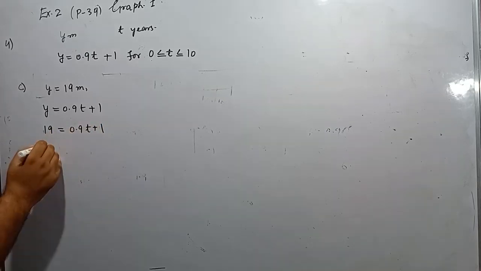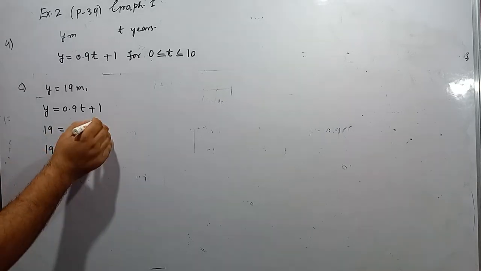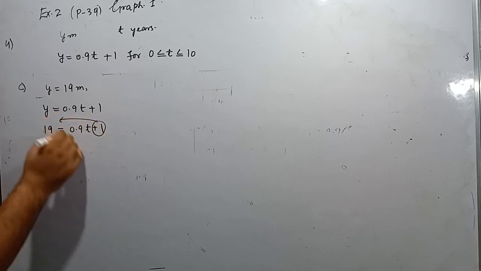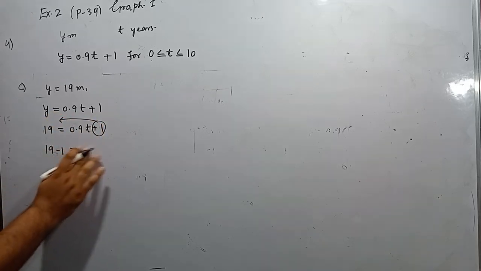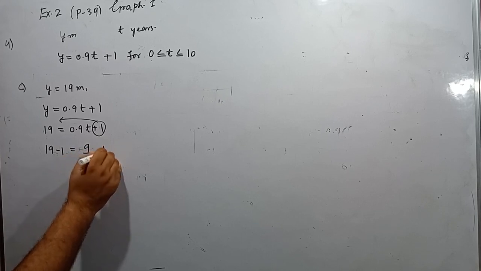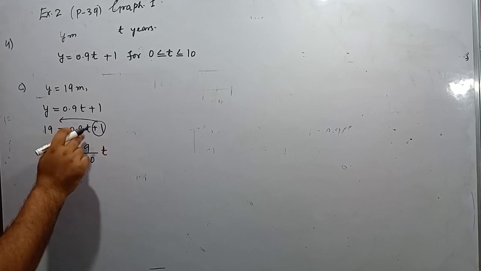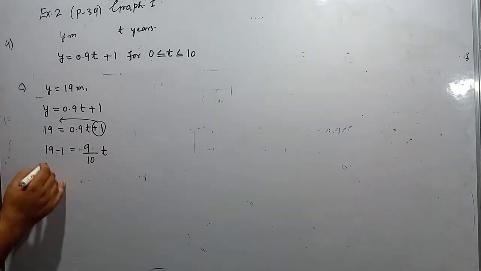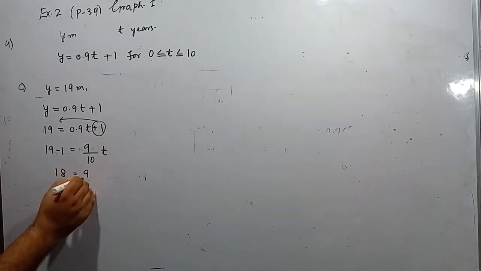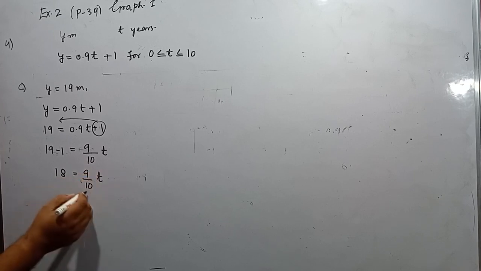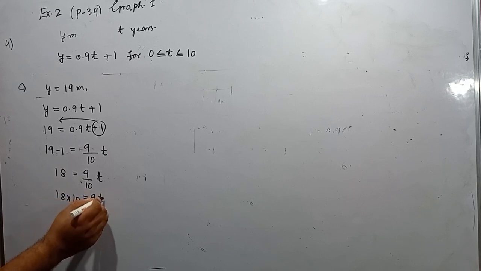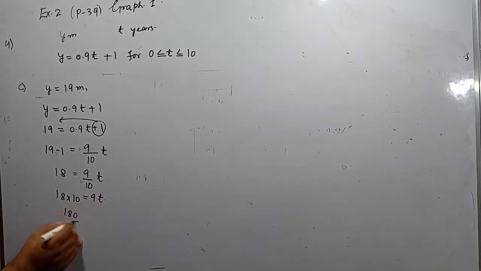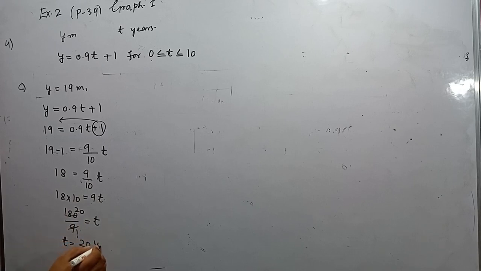I will do the transposition, that's 19 minus 1. This plus 1 I will transpose here, equal to 0.9. I will write it as 9 divided by 10 t, because this is the decimal number 0.9. I can write 9 divided by 10. So it's 18 equals 9 by 10 t. Now you can see here, doing transposition, it is 18 into 10 equals 9t. So it is 180 divided by 9 equals t. So 9 ones are 9, 9 twenties are 180. So t is equal to 20 years.